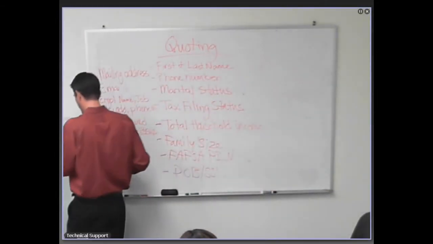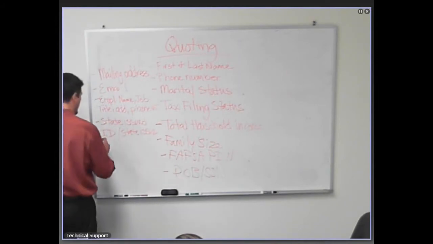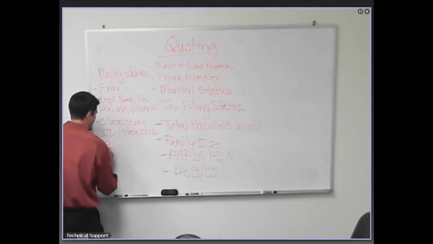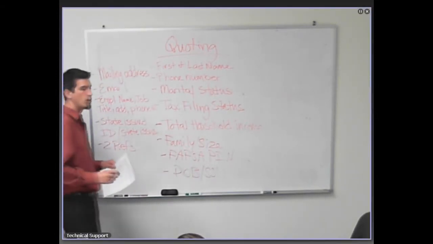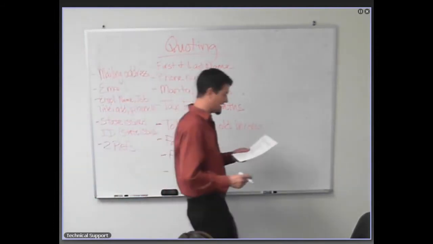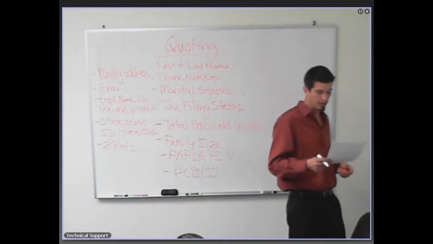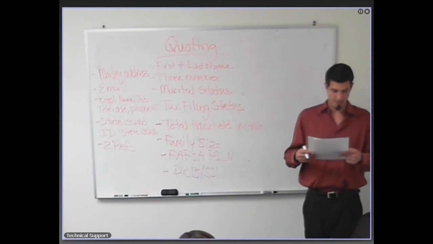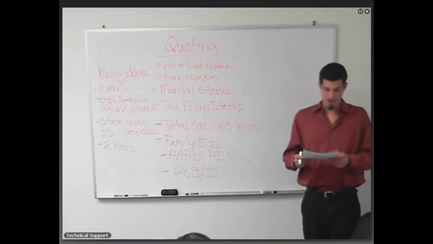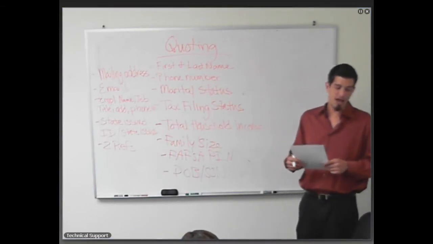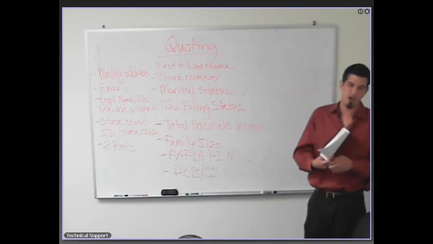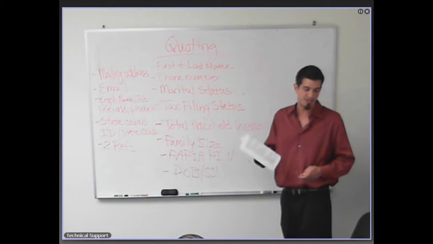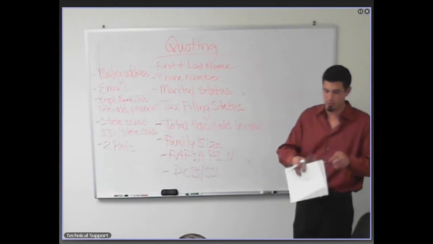We also will need 2 references. The references can be family or friend. They just cannot live with the borrower or live together. And then last but not least, if you have a married couple that files a joint tax return, if their spouse also has student loan debt, you will want to get the spouse's student loan debt amount as well.